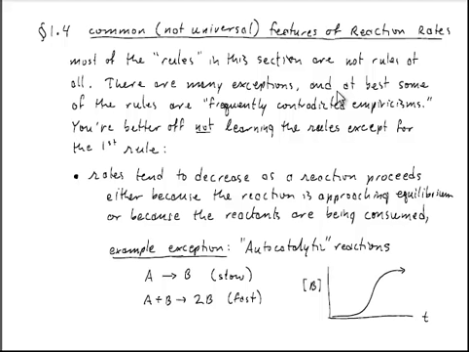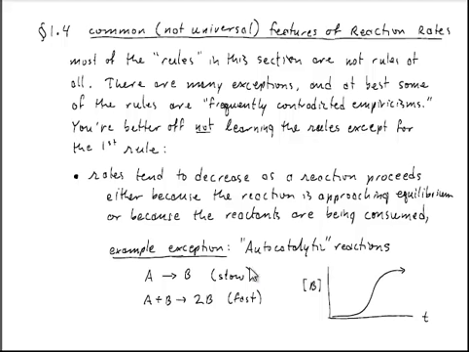There's one that is very common and almost always is obeyed, and that is that the rate tends to decrease as the reaction proceeds. This can happen either because the reaction is approaching equilibrium or because the reactants are being consumed. And these are, of course, closely related in most cases. As with all of these rules, you can find exceptions.